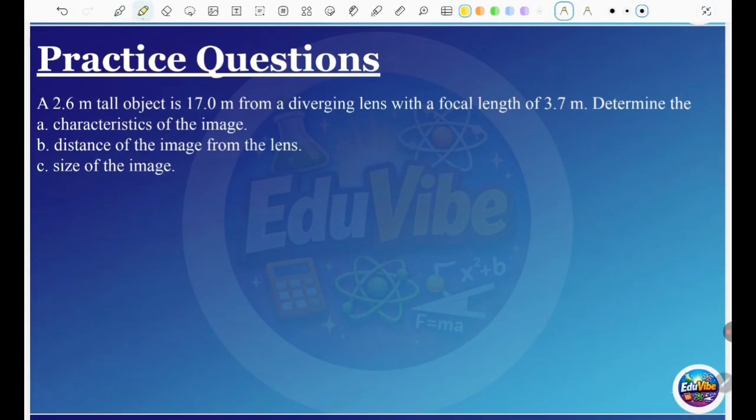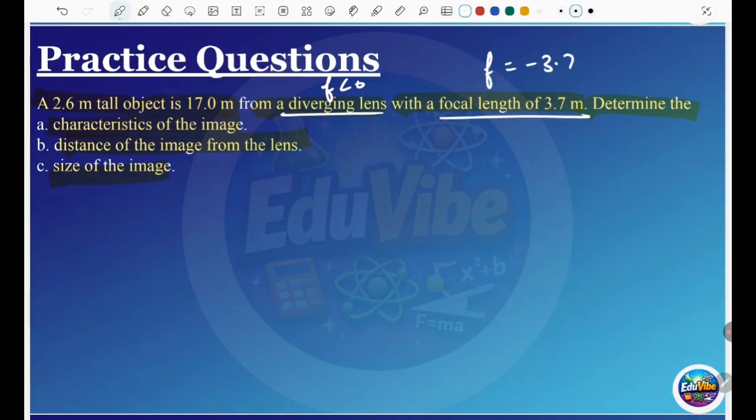The question says a 2.6 meter tall object is 17.0 meters from a diverging lens with a focal length of 3.7 meters. Determine the virtues of the image, distance of the image from the lens, and the size of the image. So you can see in one question you have multiple things. Firstly, this is a diverging lens. Diverging lens means the focal length should be less than 0, which means negative. So this one should be negative 3.7 meters.